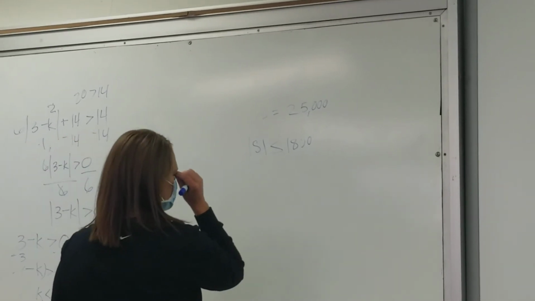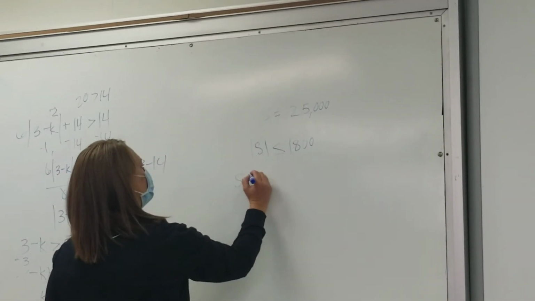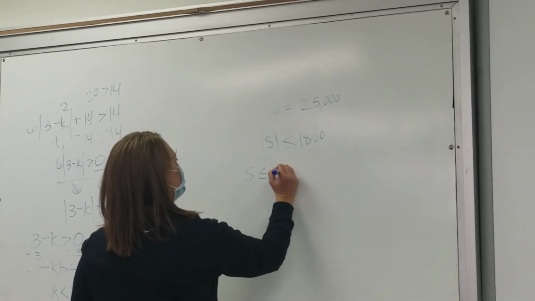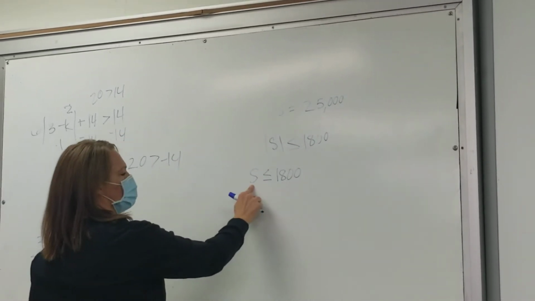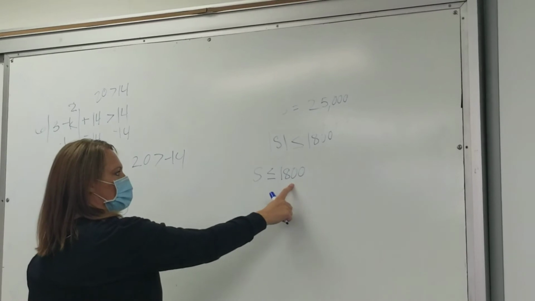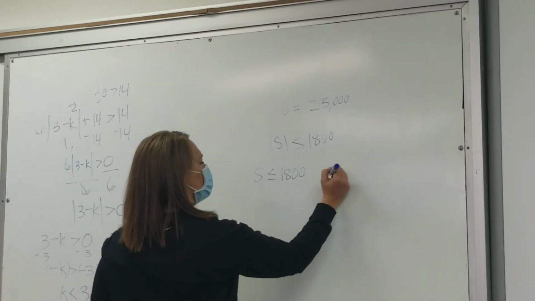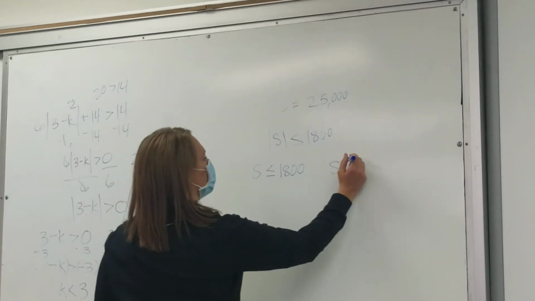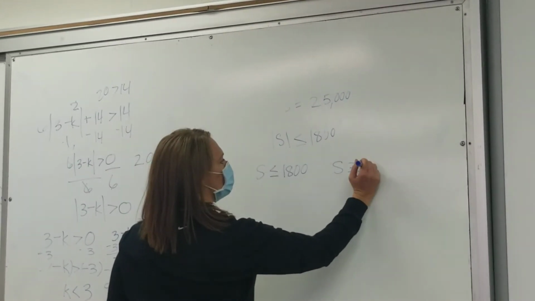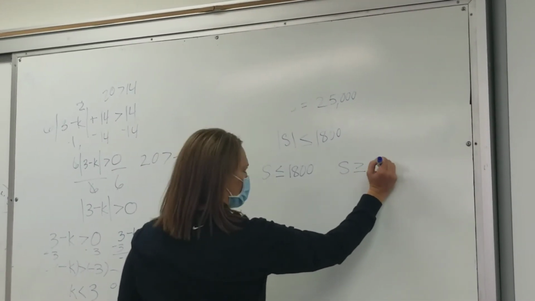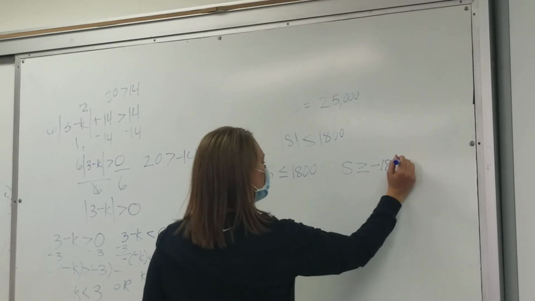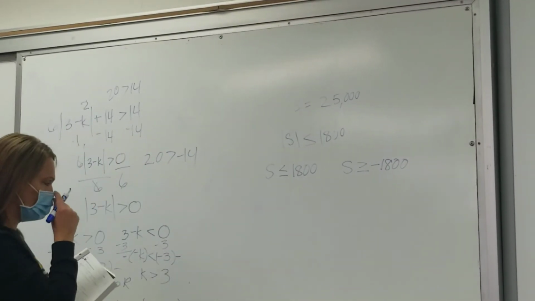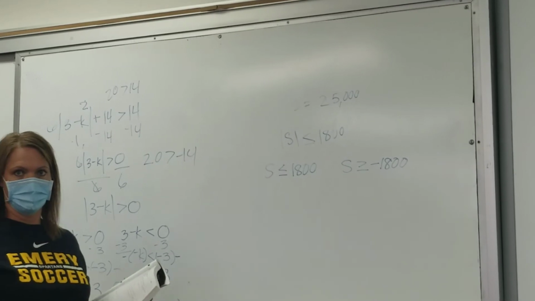Okay, so if S is, what are we going to do? Set up two equations, right? S is less than or equal to 1800, what's my other one? Greater than or equal to. Switch the sign, or equal to what? Negative 1800. There you go. Am I done now? You're almost done.